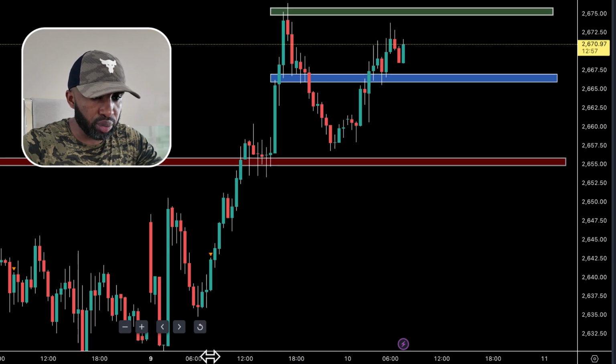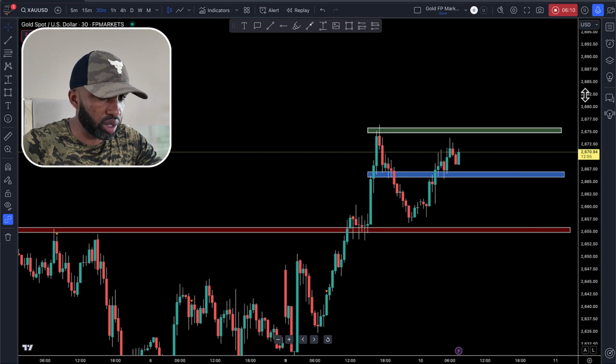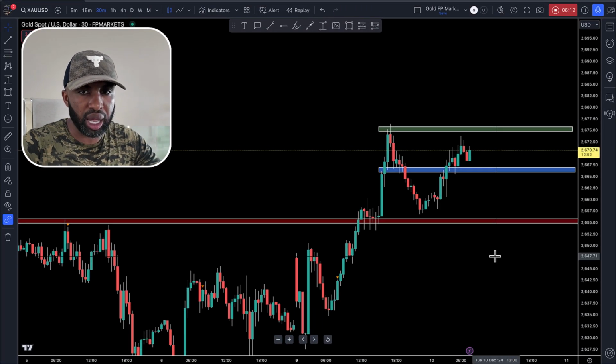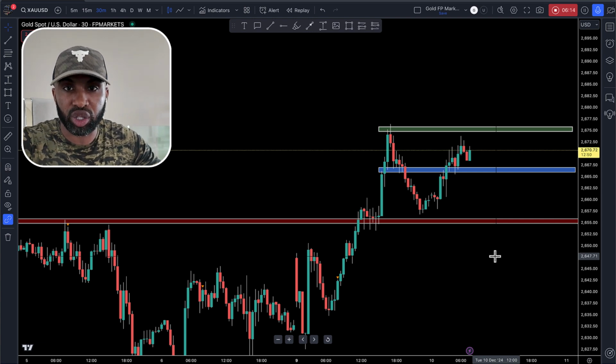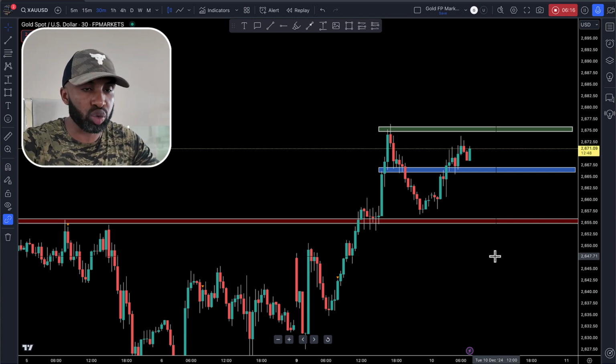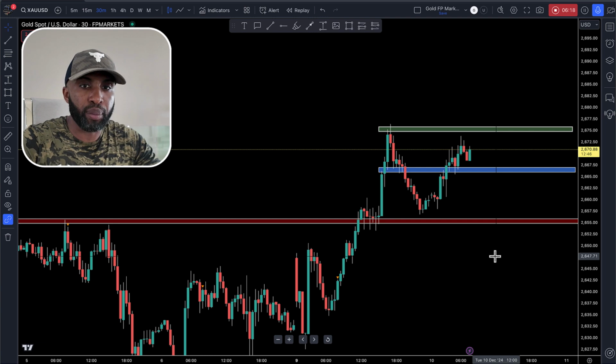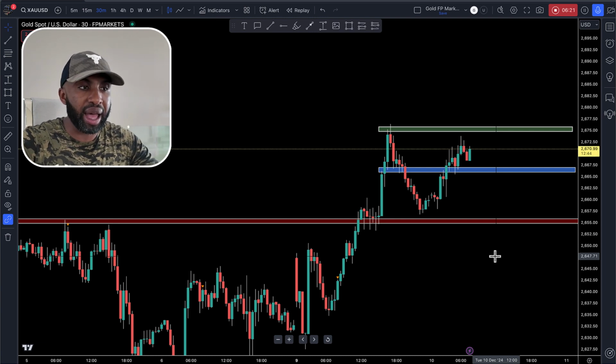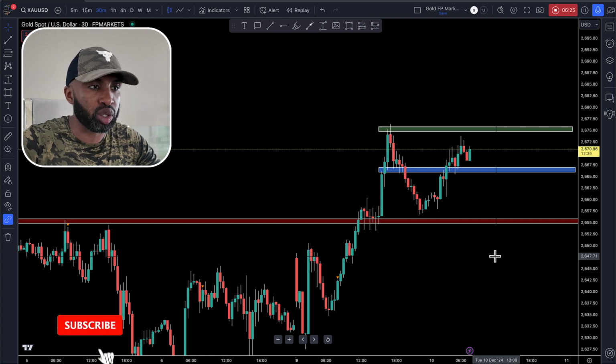So I guess that will be all for gold today. Remember these zones, don't overtrade. I don't trade all of these zones. I trade one or two areas where price plays out according to the plan I have in those zones. I take one or two and I'm done.